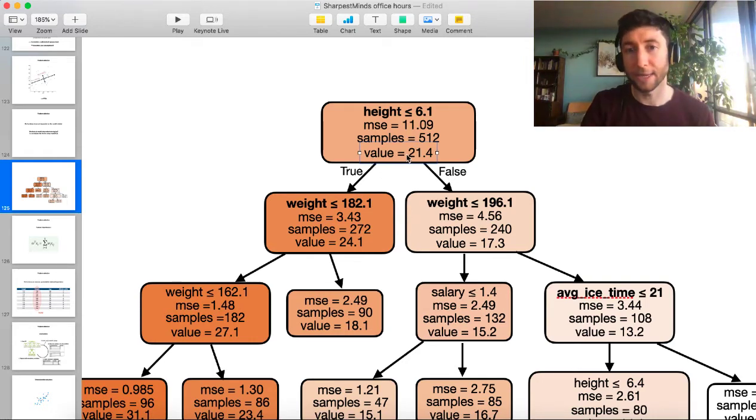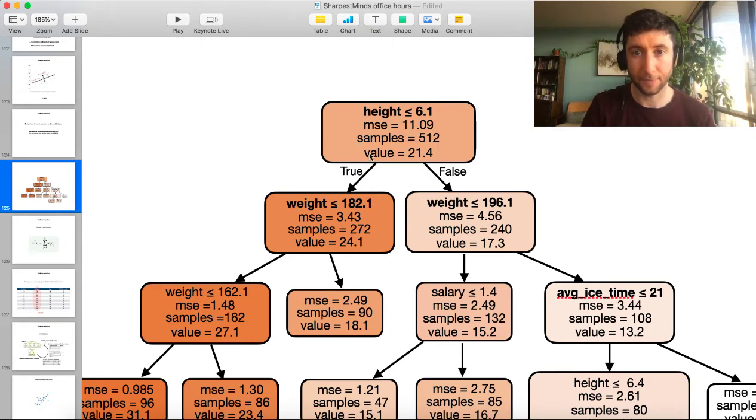And what this value thing is here is the average value of the thing we're trying to predict, the thing we're interested in predicting. Okay, so the average, in this case, number of goals scored over the course of a season across this whole training data set. So we have these 512 players, and on average, those players are scoring 21.4 goals in a season.